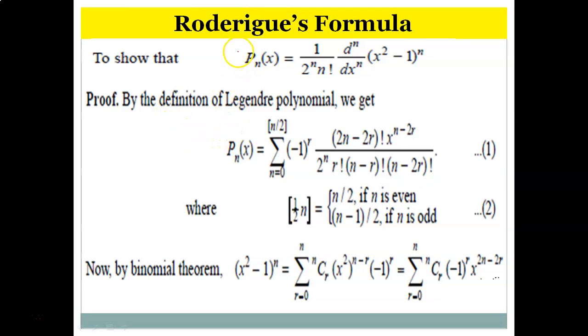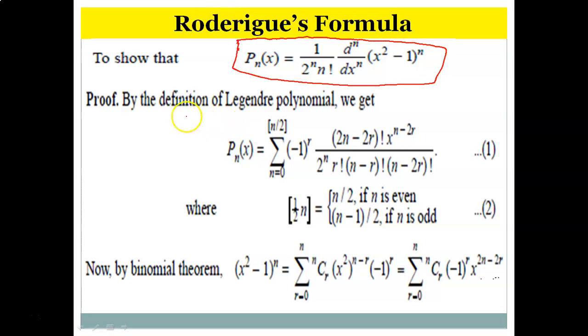In fact, we call this formula P_n(x) equal to 1 by 2 raised to power n into n factorial, and the nth derivative of (x² − 1) raised to power n. This whole thing is called Rodrigue's formula, and P_n(x) is the Legendre polynomial of degree n. So we have to show that P_n(x) can be written like this, and this will be called Rodrigue's formula.